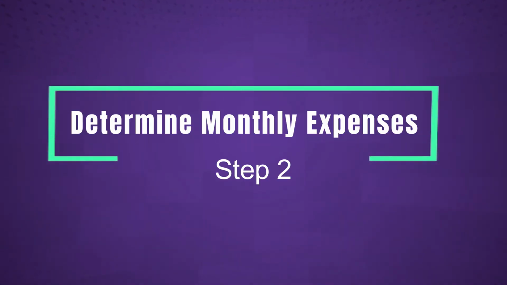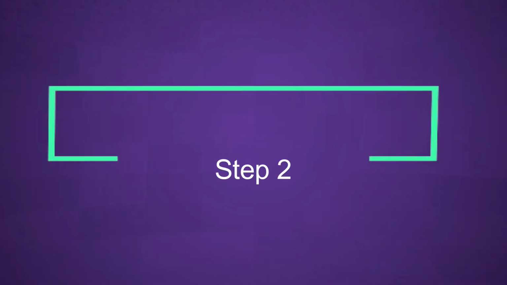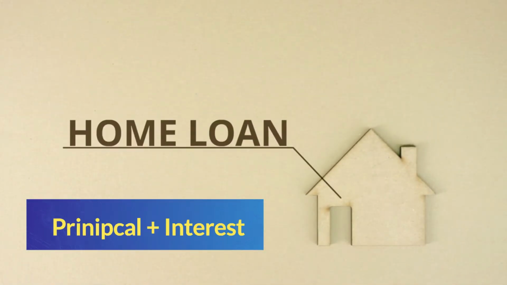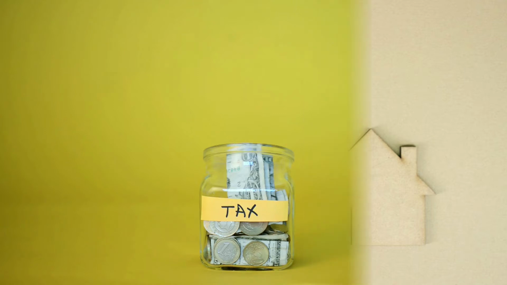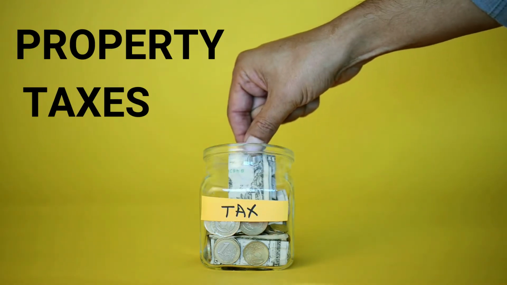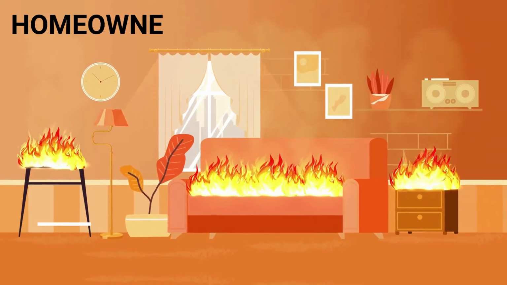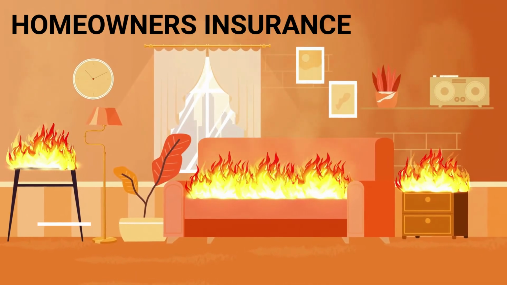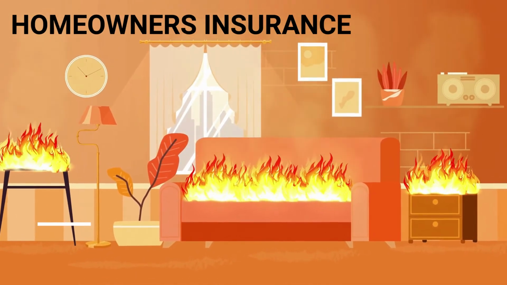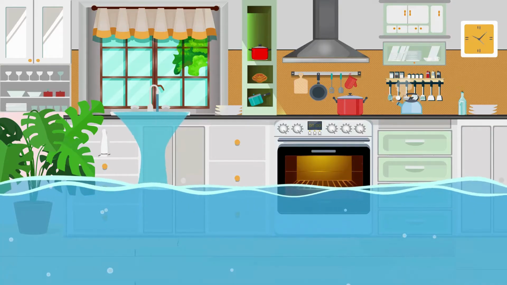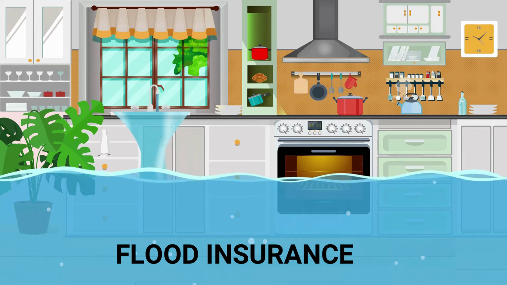Step 2. Determine your monthly expenses. For example, you have your mortgage payment every month, which is made up of your principal and interest. You also have property taxes. You have homeowners insurance. If you're in an area with hurricane risk, you need flood insurance.